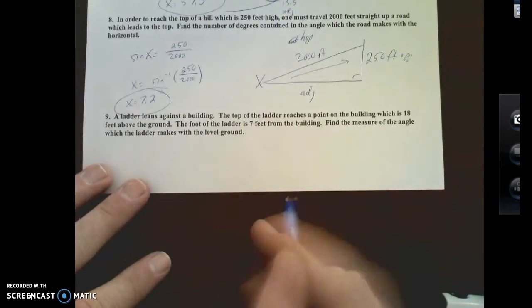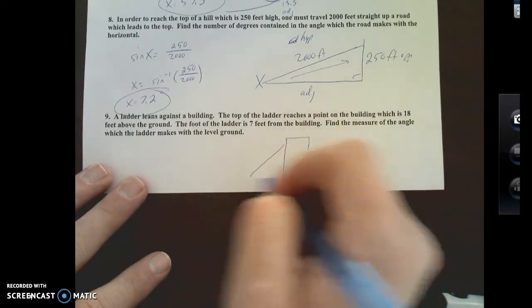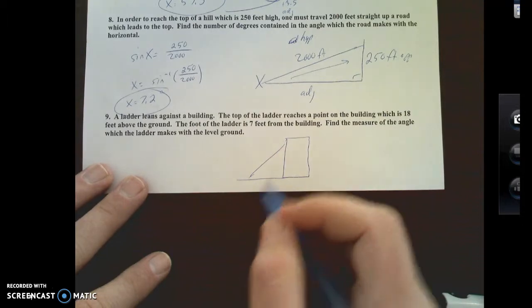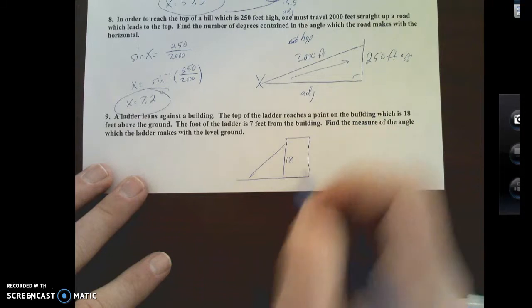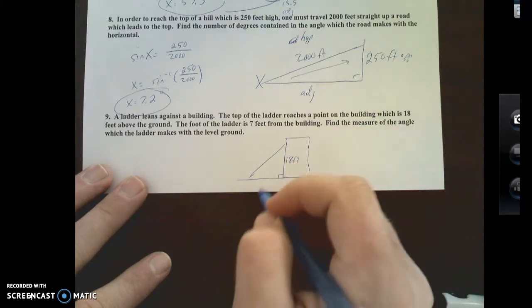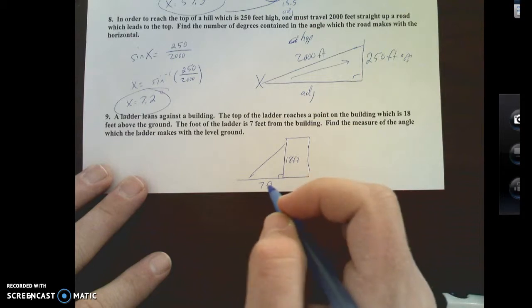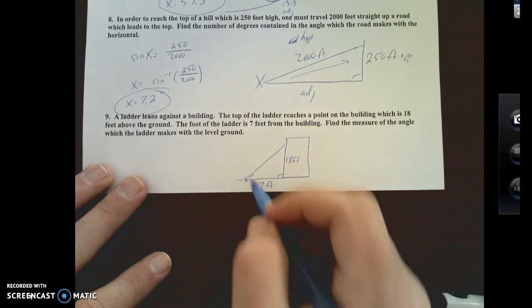A ladder leans against the building. So again, we got another one of these. There's my building, there's my ladder. The top of the ladder reaches a point in the building which is 18 feet above the ground. 18 feet. The foot of the ladder is 7 feet from the building. Find and measure the angle which the ladder makes with the ground. Okay. So again, here's my angle.